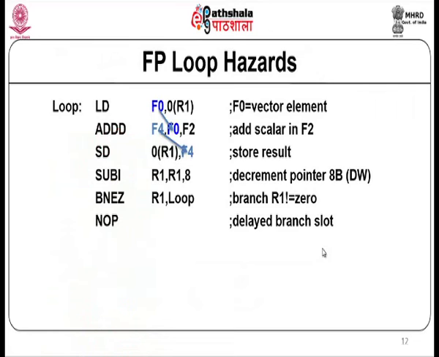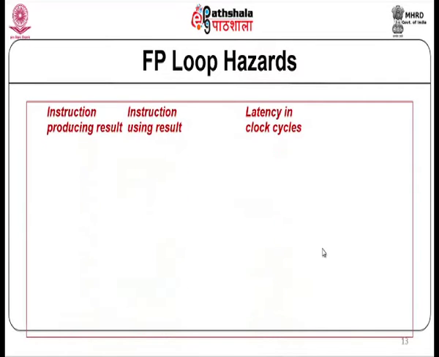So, what are the hazards that we will have to look at here? There is a data dependence between the first instruction and the second instruction, which might give rise to a RAW hazard. There is a data dependence between the second instruction and the third instruction, which will again give rise to a data hazard. There is also a data dependence between the subtract and the branch if not equal to zero instruction, which may again give rise to a RAW hazard if not handled properly.